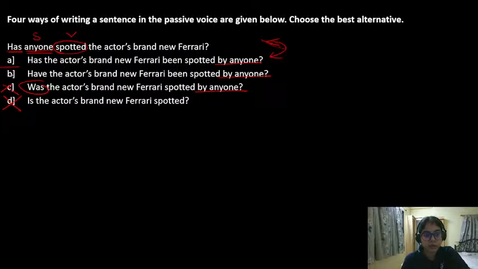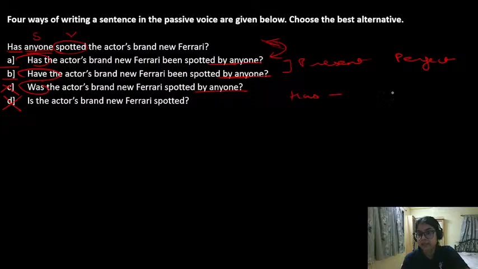Now we have got two options. Has the actor's brand new Ferrari been spotted by anyone? Have the actor's brand new Ferrari been spotted by anyone? They are both present perfect. Okay, by anyone is at last in both. But one has "has" and the other one has "have". So now let's try to understand the difference between the two.